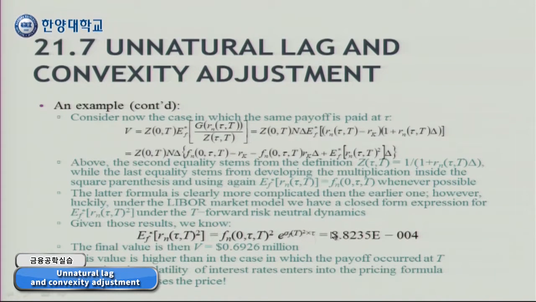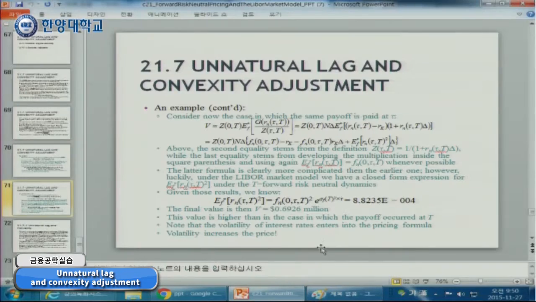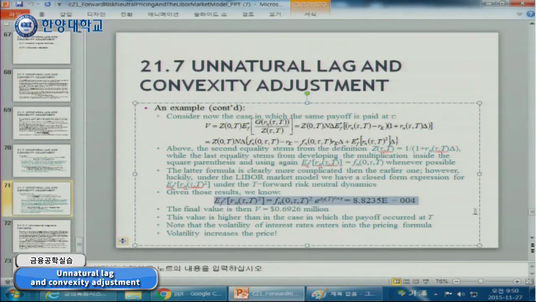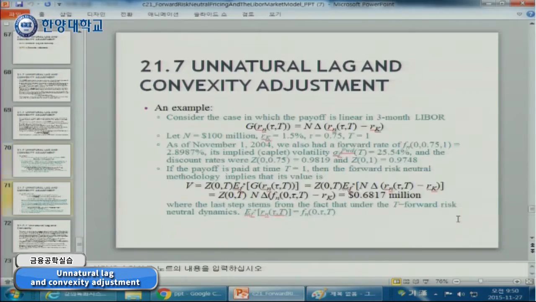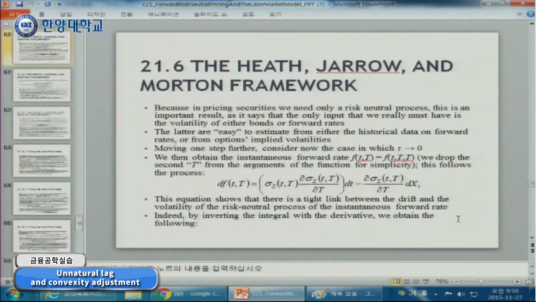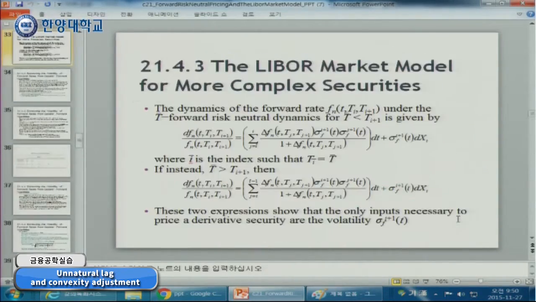If we plug this value here and everything we know, then the final value V is 0.6926 million. About this particular part, or upper scale part, we actually learned this one. Where is the other thing?